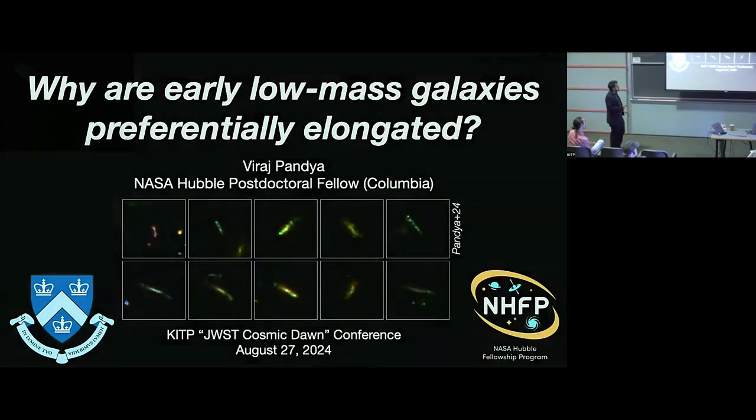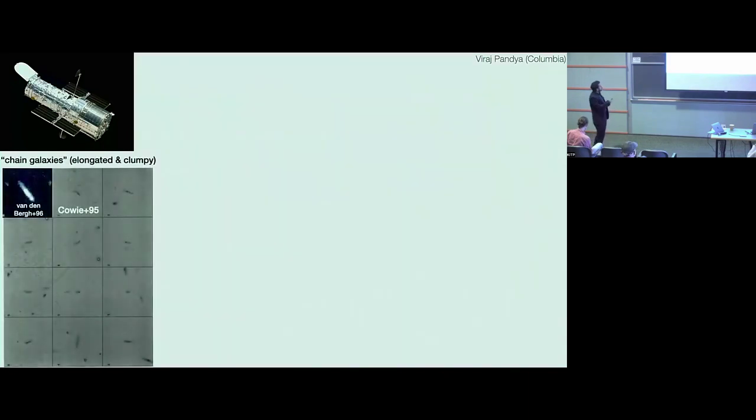I'm going to start with a very brief historical review. 30 years ago, Hubble discovered that at the faint end, high redshift galaxies are not only typically blue and star forming, they're also preferentially elongated. Cowie et al. at the time coined these things as chain galaxies because many of them are also often clumpy.